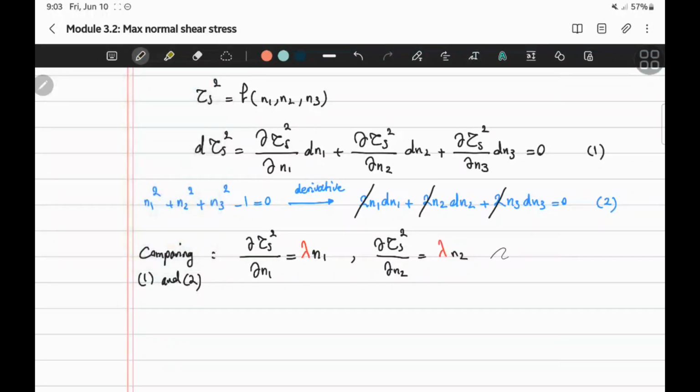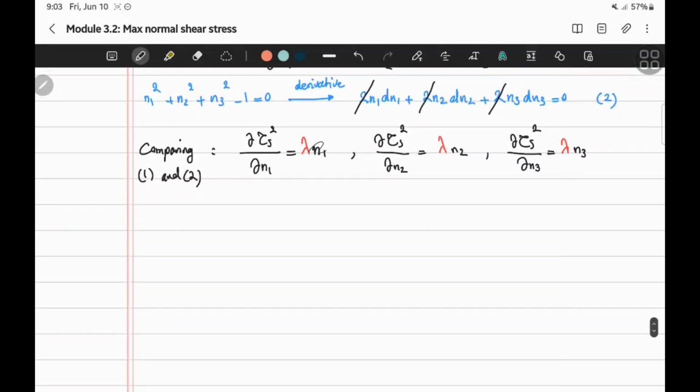And then we have the partial derivative of tau s squared with respect to n3, which is equal to lambda n3. And I used lambda here because I can get rid of it simply because they are all lambda. So I can just remove all of them. So this lambda here is called the Lagrange multiplier.